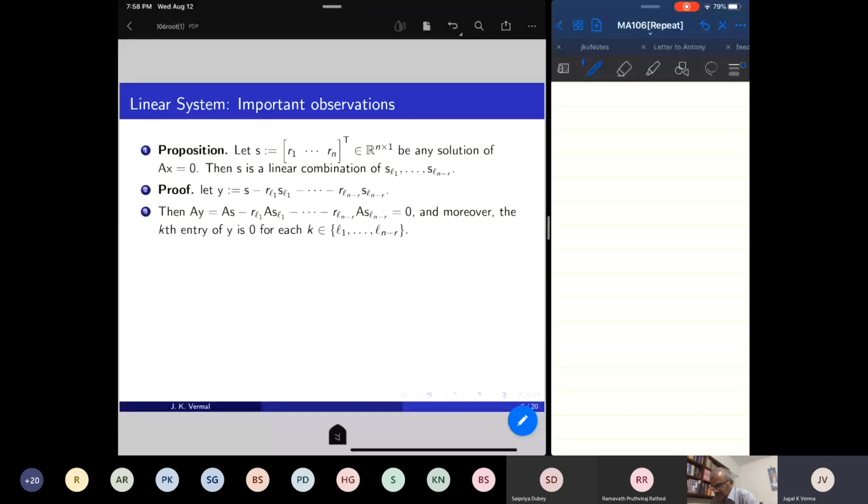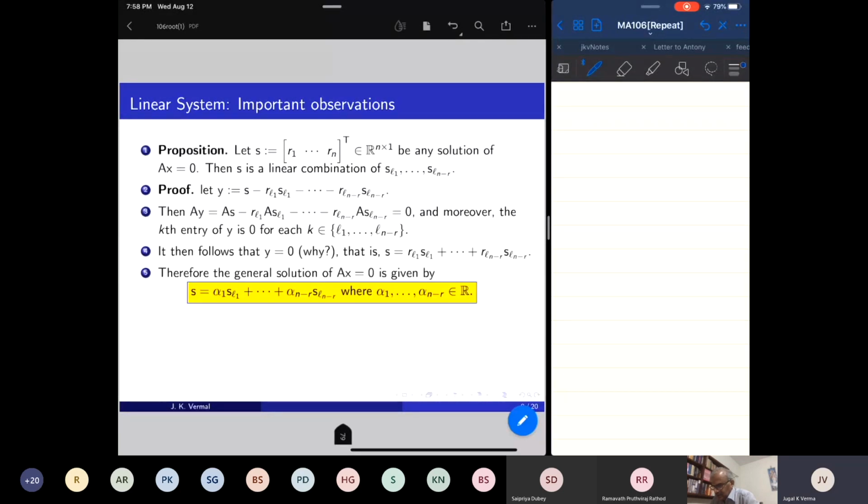This will become clear if you write an example. There are just lots of notations here. So S has become a linear combination of these basic solutions, and this is what this proposition says, that this gives an algorithm to find all solutions of Ax equal to 0 by back substitution, provided A is in row echelon form. Okay.